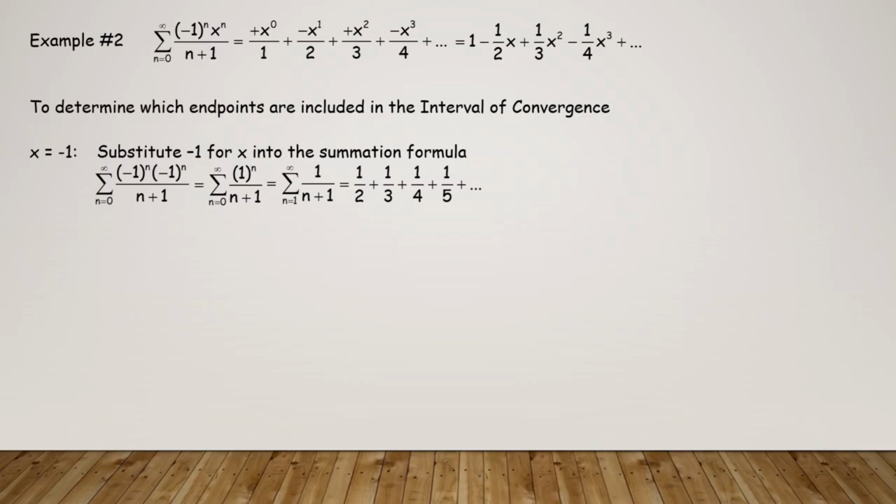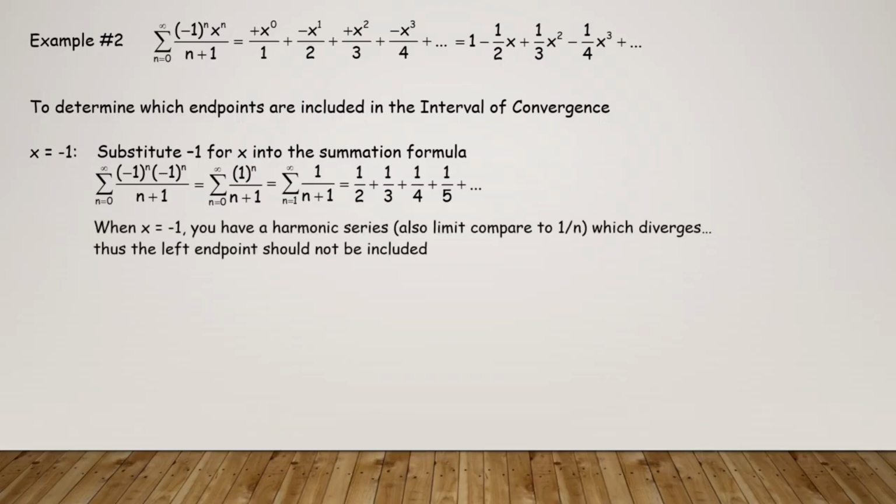And if I was to expand that series, I'd be coming up with 1/2 plus 1/3 plus 1/4 plus 1/5. You might recognize it immediately as a harmonic series, just with the missing term of 1 over 1. If you don't, you could also limit compare it to that harmonic series 1 over n. And in both cases, it will diverge. Therefore, the left endpoint negative 1 should not be included in the interval.